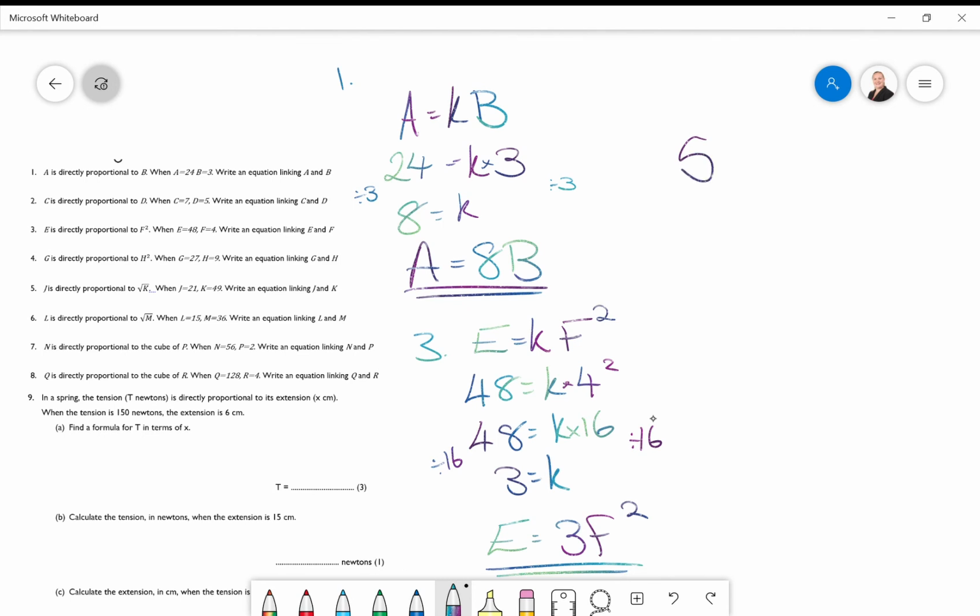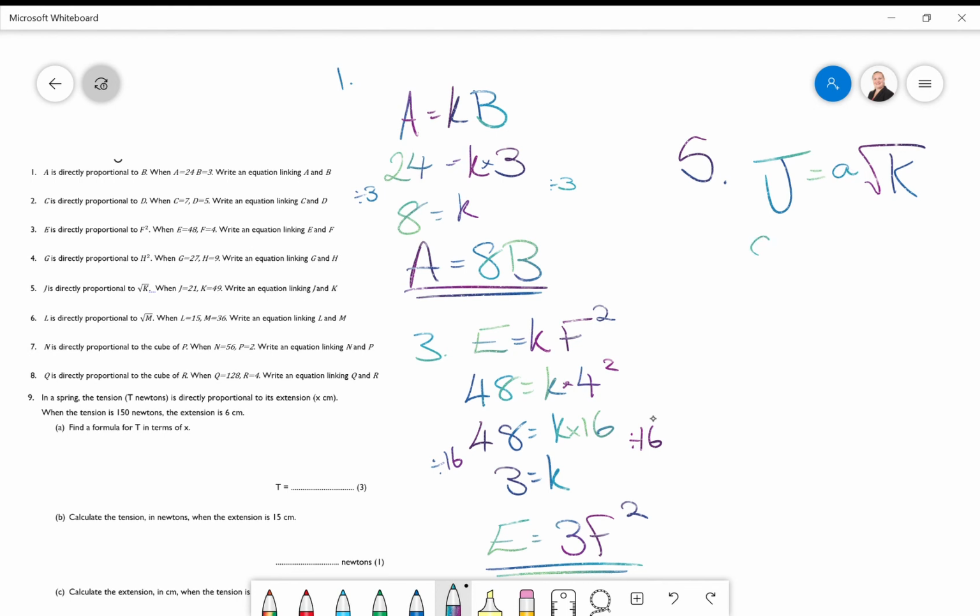Question 5. J is directly proportional to the square root of K. So J is equal to k times by the square root of, oh, it's K again, but never mind. So that's a little k and that's a big K. We can, if we want to, change that letter. I'm going to change it to the letter a, only so that we don't have two K's in the question.